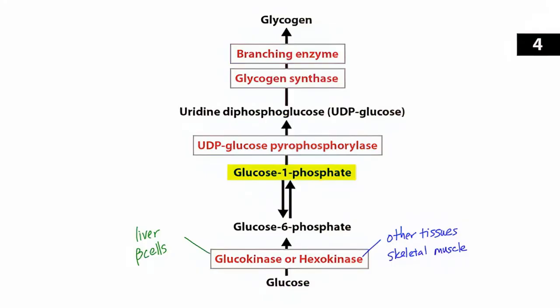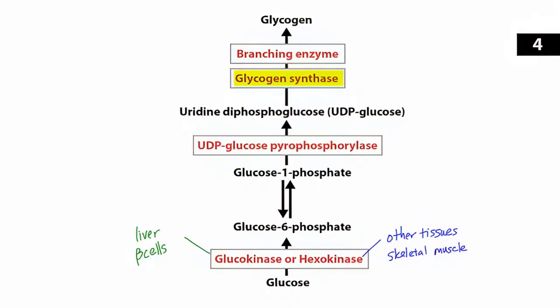The next step is to convert it to something called uridine diphosphoglucose, or UDP glucose. And this is catalyzed by an enzyme called UDP glucose pyrophosphorylase. It's going to take that glucose 1-phosphate and make UDP glucose. So it's priming the glucose to be attached to a larger molecule. And the enzyme that attaches UDP glucose to the expanding glycogen molecule is called glycogen synthase. This is the rate-limiting enzyme for glycogen synthesis.